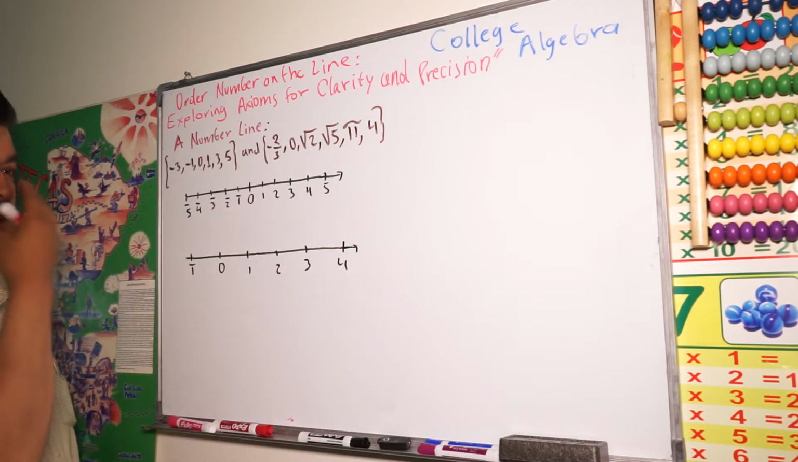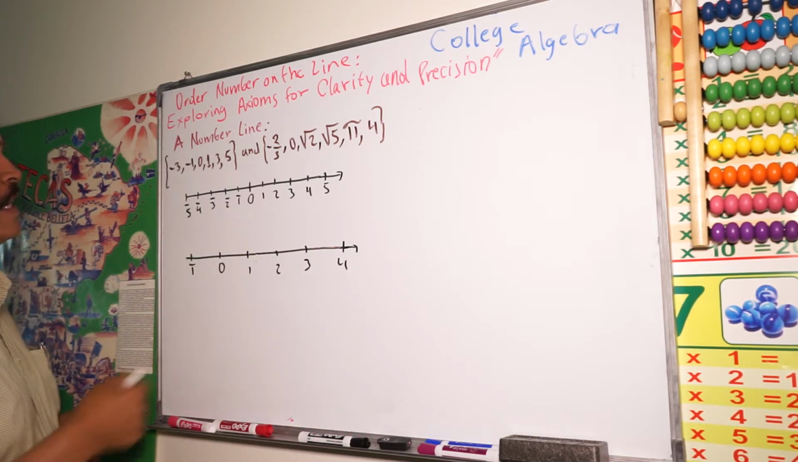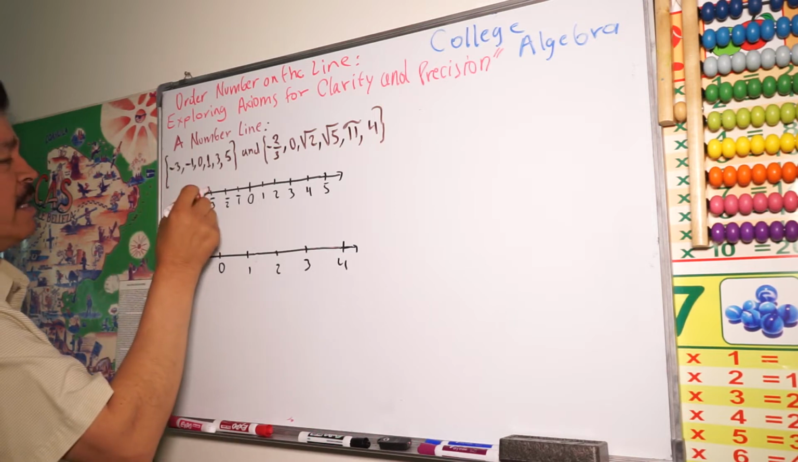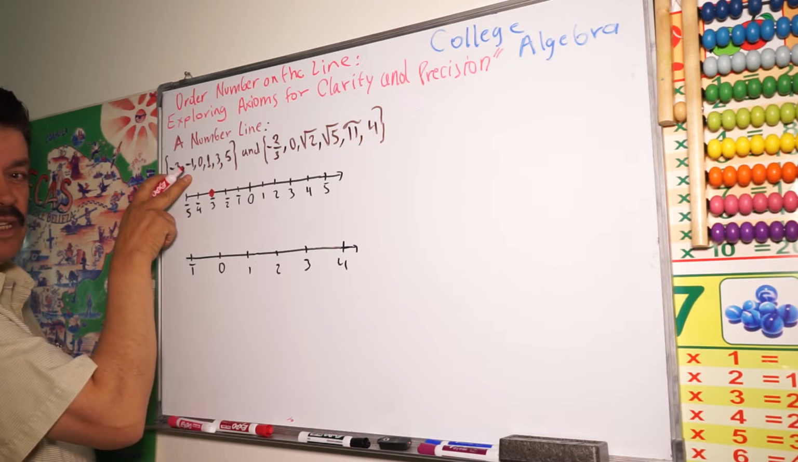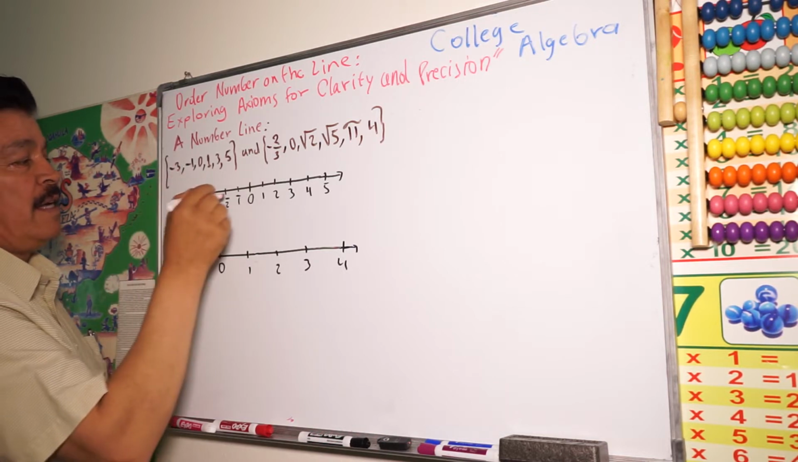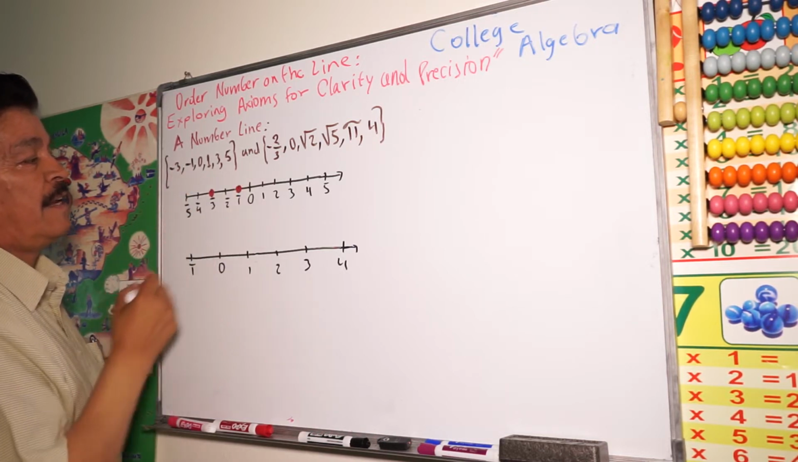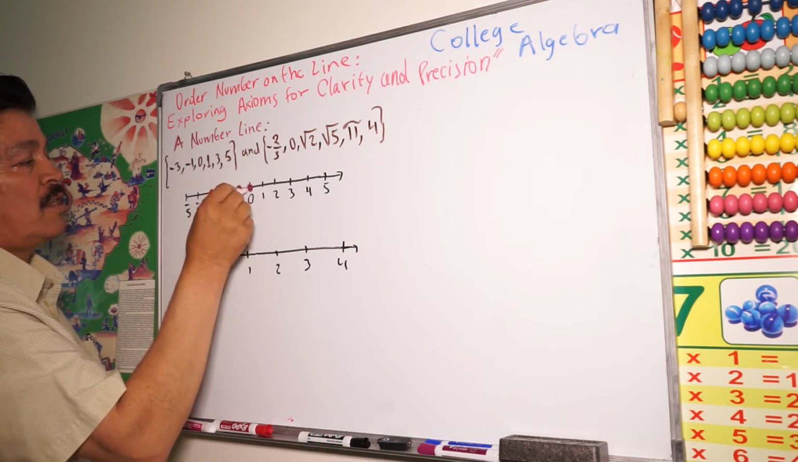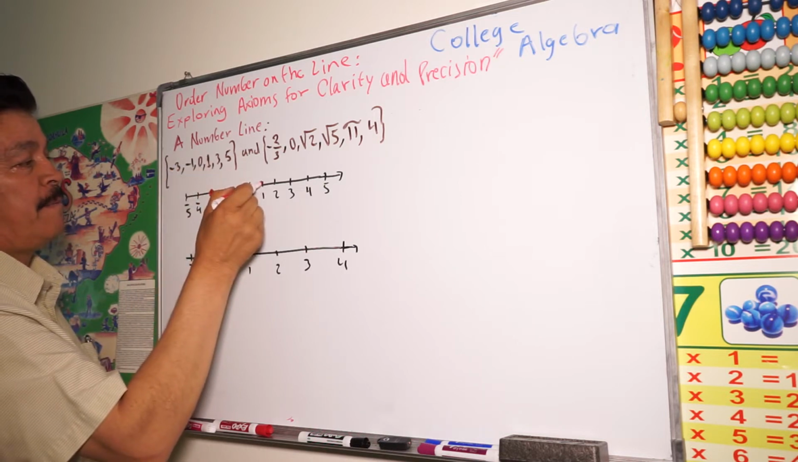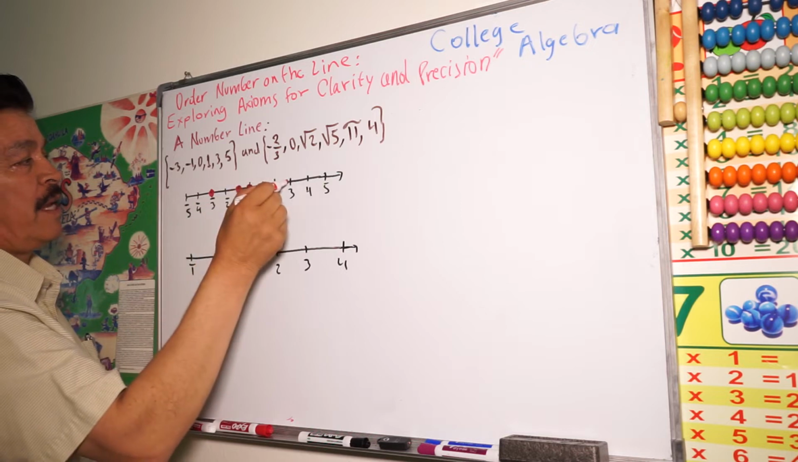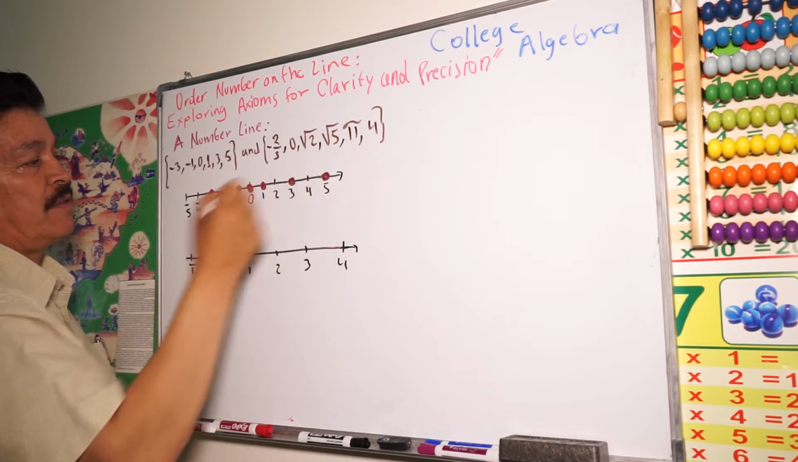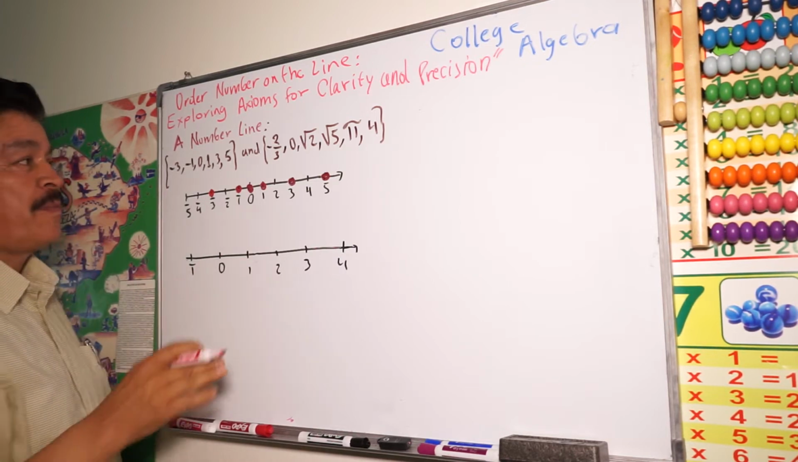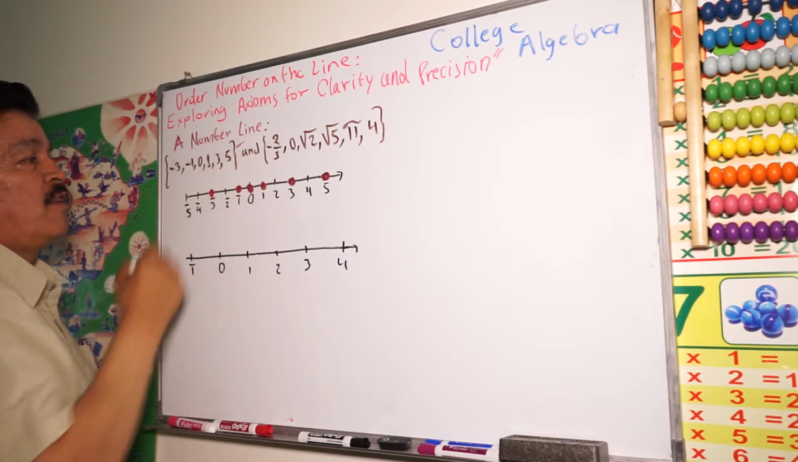So for example, we have -3. Where is -3? -3 is right here. And then -1. It's very simple, right? -1 is right here, and then 0, 1, and then 3, and then positive 5, right? Simple. This is the first set.